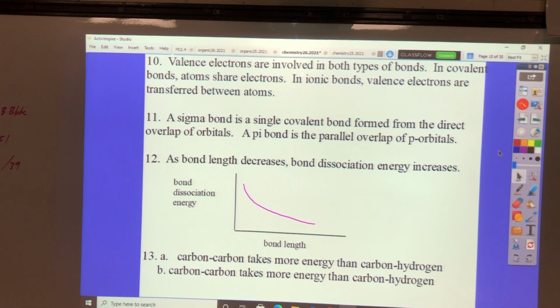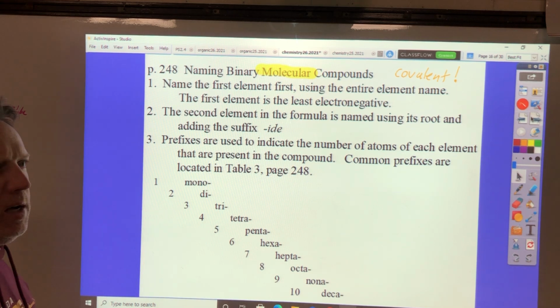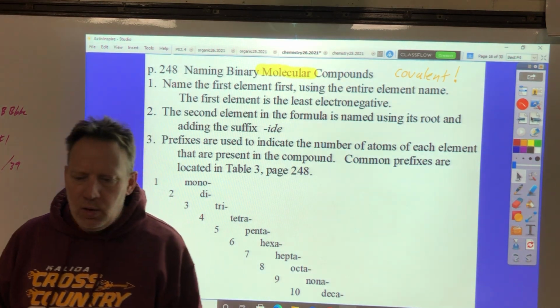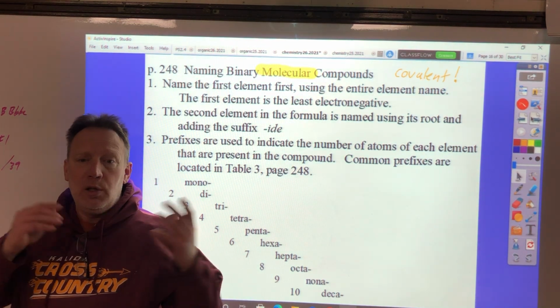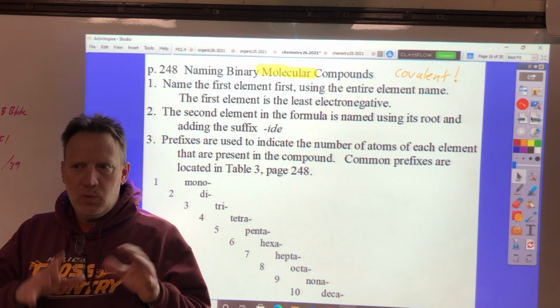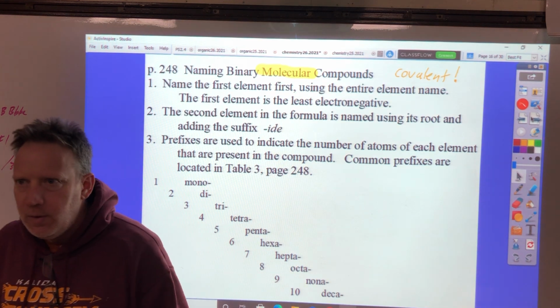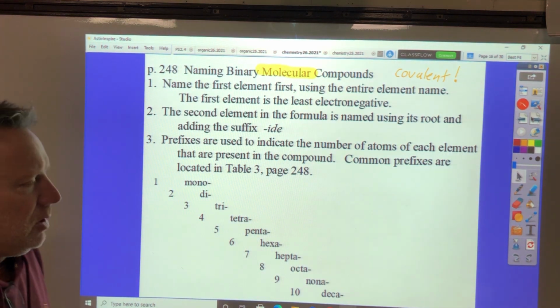Name the compounds on number 14. Okay, this is a little different from the naming we focused on last year with the ionics. Last year we learned how to do ionic bonds, naming ionic compounds and writing formulas for ionic compounds. We did this in here a couple weeks ago with a worksheet. That worksheet came from last year.